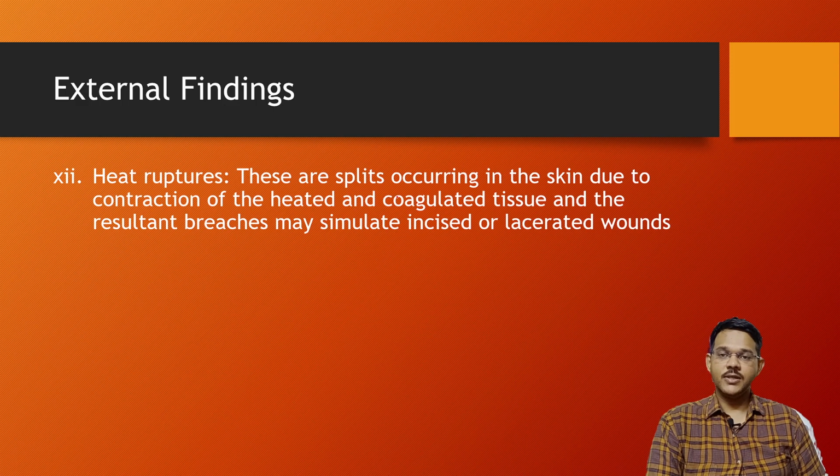Heat ruptures: sometimes because of heat, the skin may get split, due to contraction of heated and coagulated tissues, which may simulate an incised or lacerated wound. The fluid in the skin gets steamed up and tries to escape, rupturing the skin and leading to stretch lacerations which may look like an incised wound.